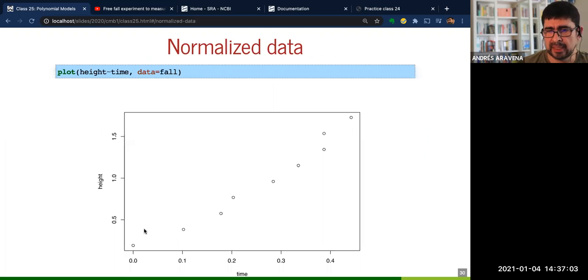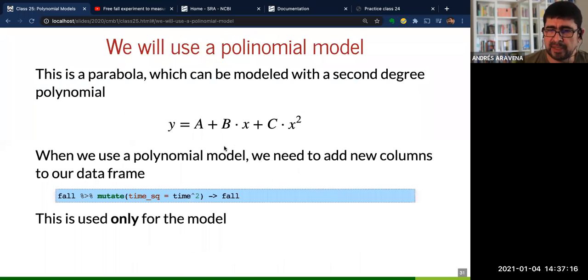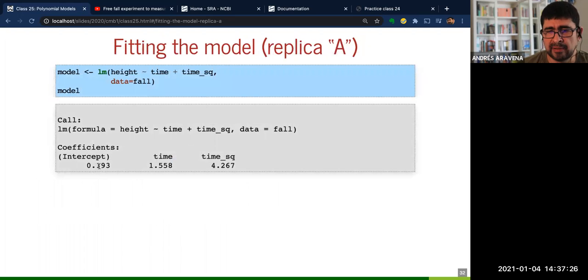Then this is what I got. And if you see, there are some points that are a little out here. Maybe this is a measurement error. And then I need to add the column time square to do the fitting of the model. And these are my results here.